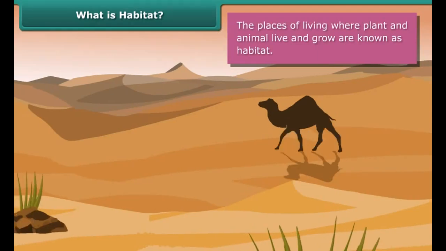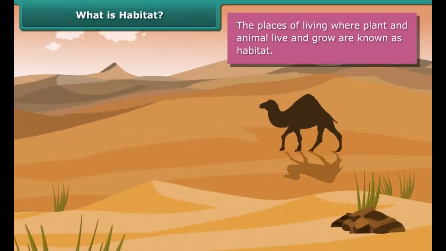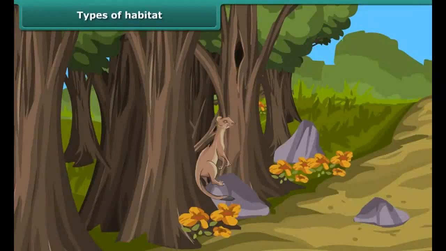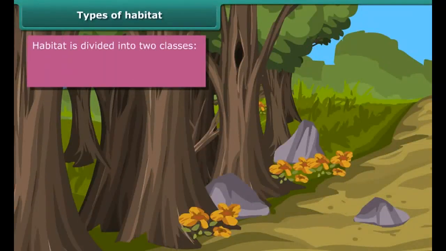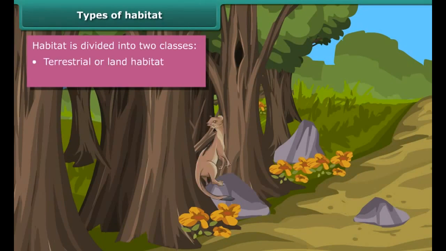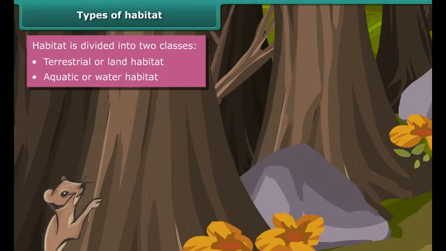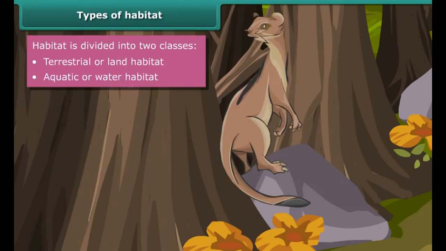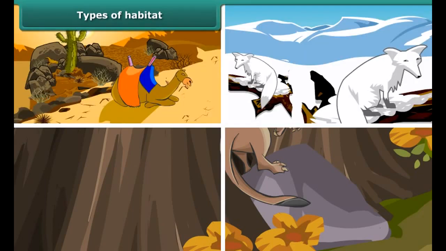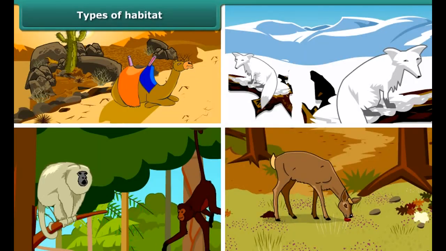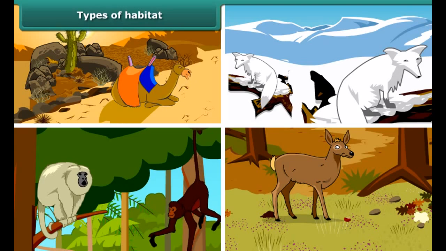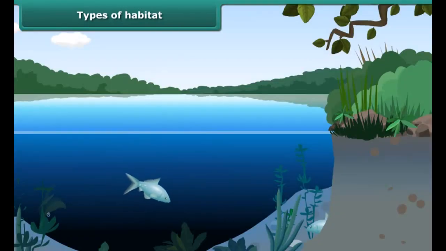We all know that every organism requires some place where its basic necessities like food, water, and shelter should be met. This place of living where plants and animals live and grow is known as habitat. All living organisms should adapt themselves to their habitat to thrive and survive in the surroundings. Habitat is divided into two classes. 1. Terrestrial or land habitat. 2. Aquatic or water habitat.